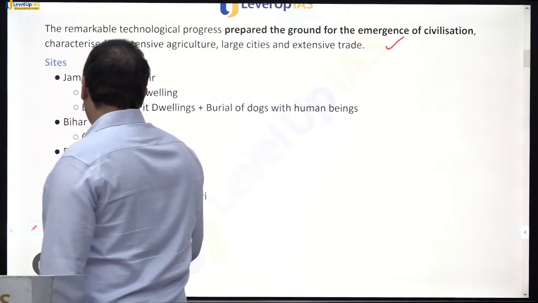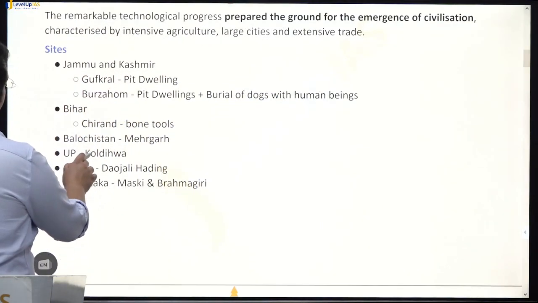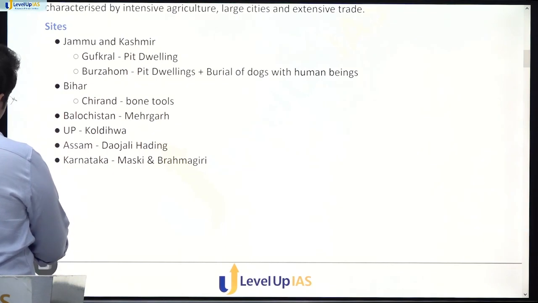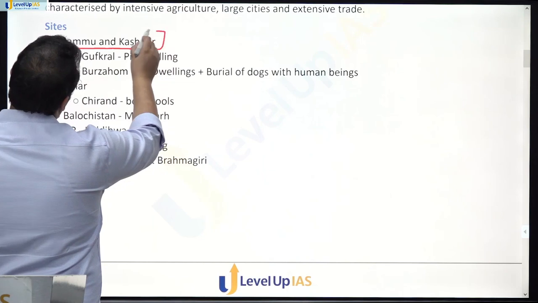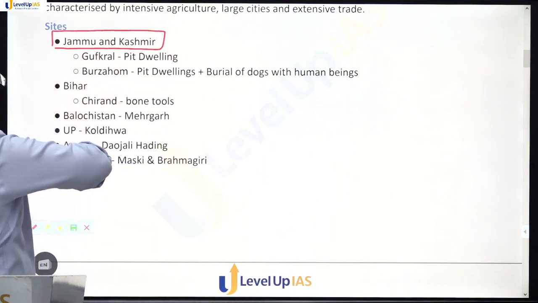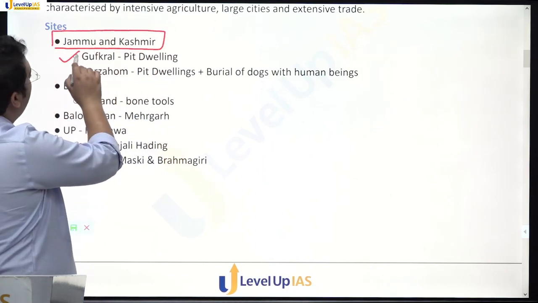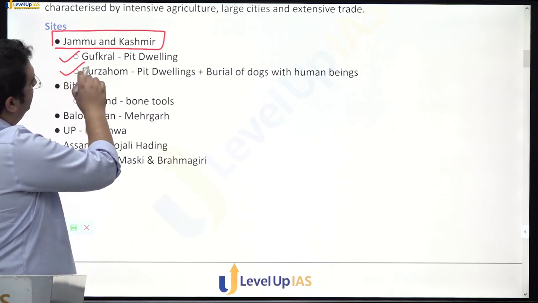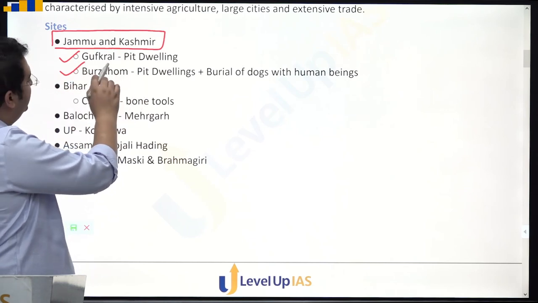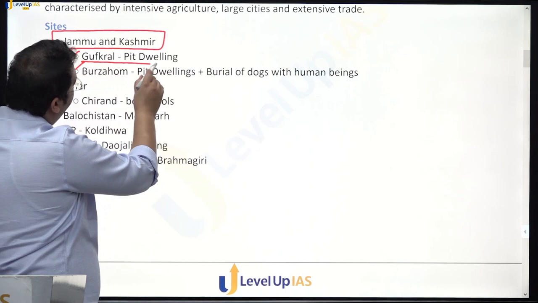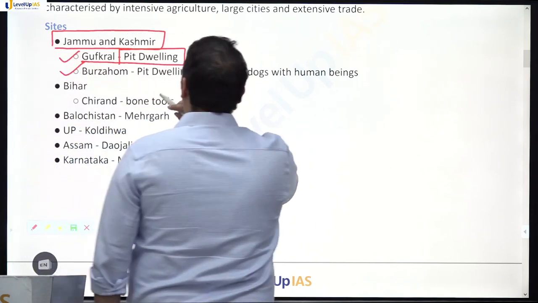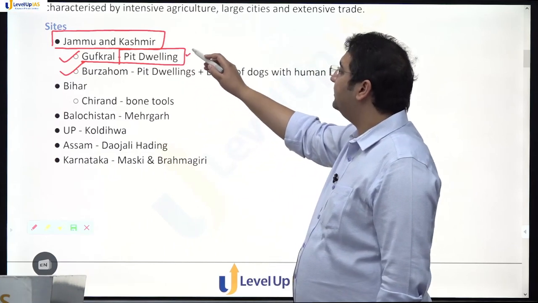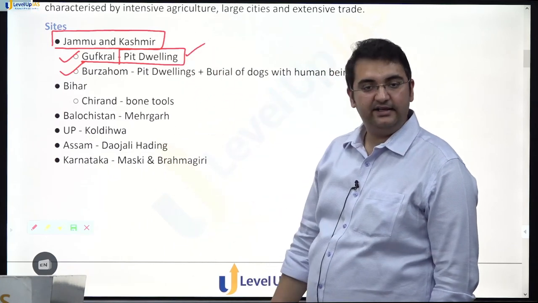All right. Now, these are the names of a few important Neolithic sites that you might want to keep in mind. In Jammu and Kashmir, two important sites, Gufkral and Burzahome, right? Both of them are located near Srinagar only. Gufkral ka unique feature kya hai? That from here, pit dwelling is found.